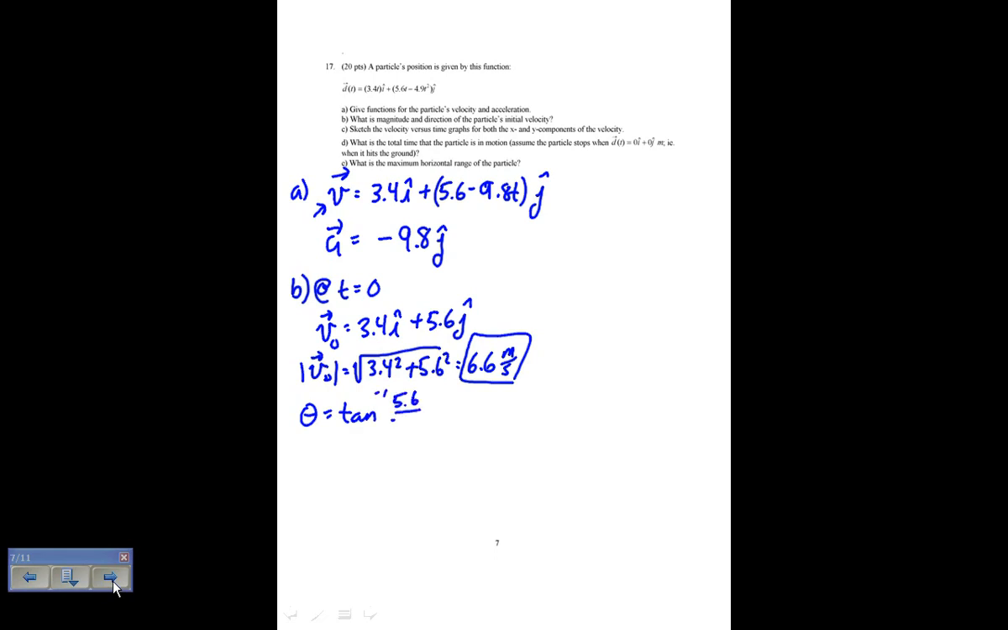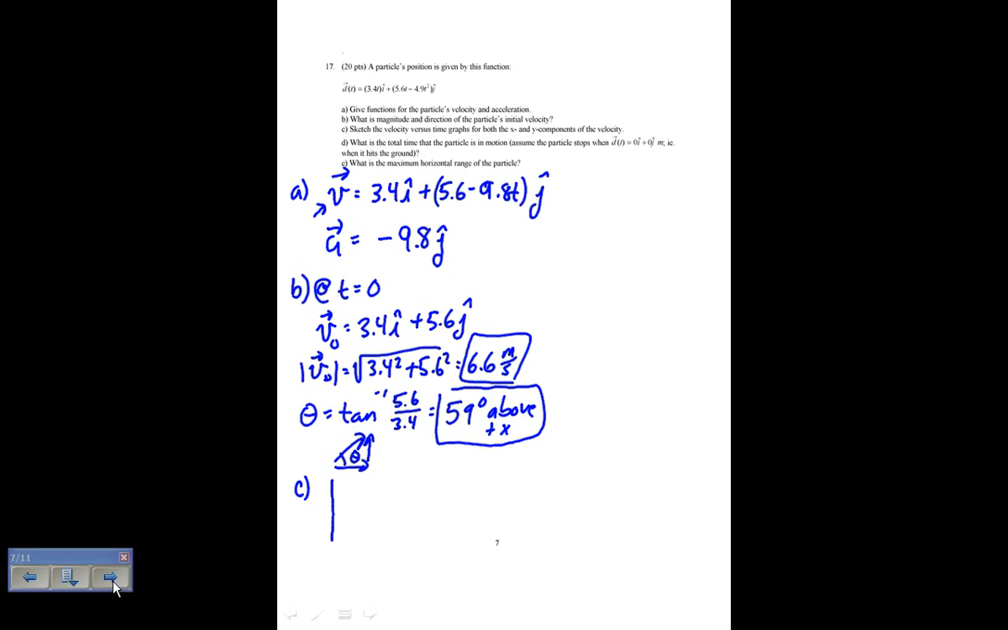And then I want to find the angle for this vector, which is the inverse tangent of the y component over the x component. That's 5.6 over 3.4. Let's see, I get 59 degrees. And since my x is positive and my y is positive, this angle is measured above the positive x-axis. So that's the direction. I'll be looking for both of those.